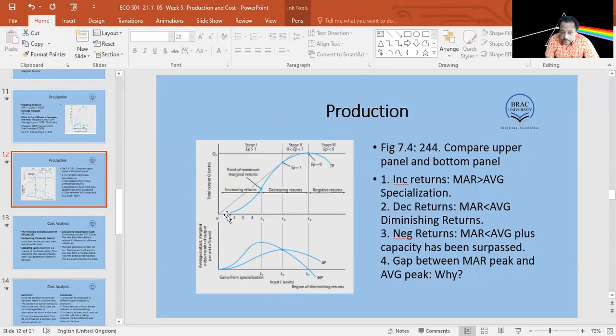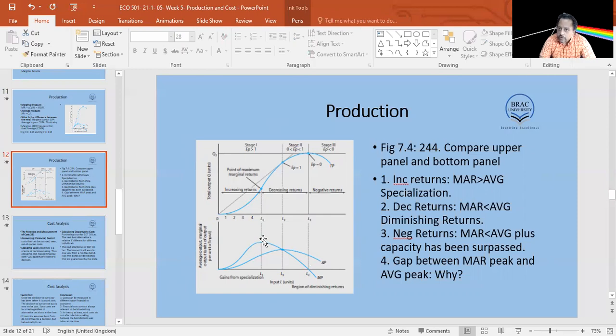Now look, these are the benefits of specialization. That's why the total curve is becoming steeper as we look from left to right up to 4 units. So marginal productivity is increasing. That means average productivity will also increase, but this increase is up to this point. After this, what happens? Marginal productivity slowly starts to diminish because of diminishing returns. And then average productivity also starts to diminish. Now, there is a gap between the marginal peak and the average peak. Marginal will peak first, average will peak later in the next unit.